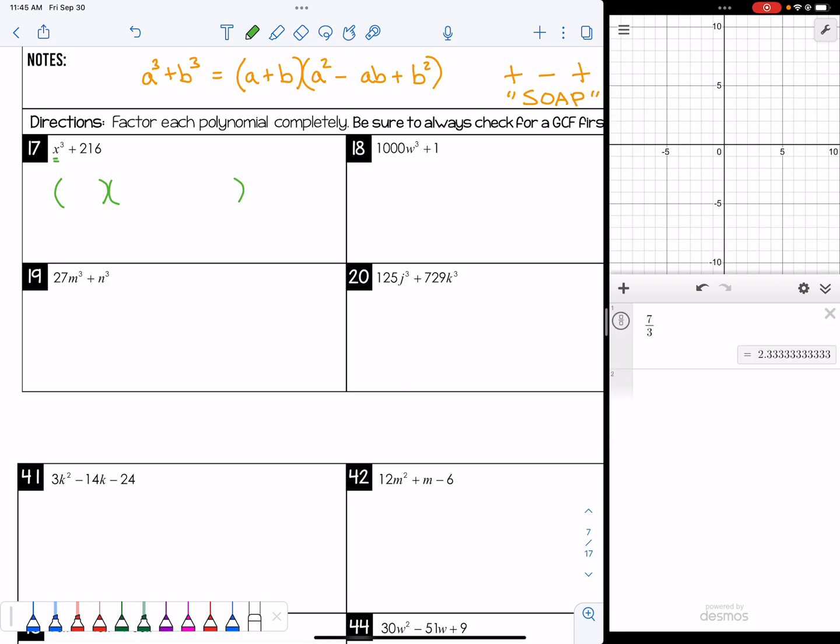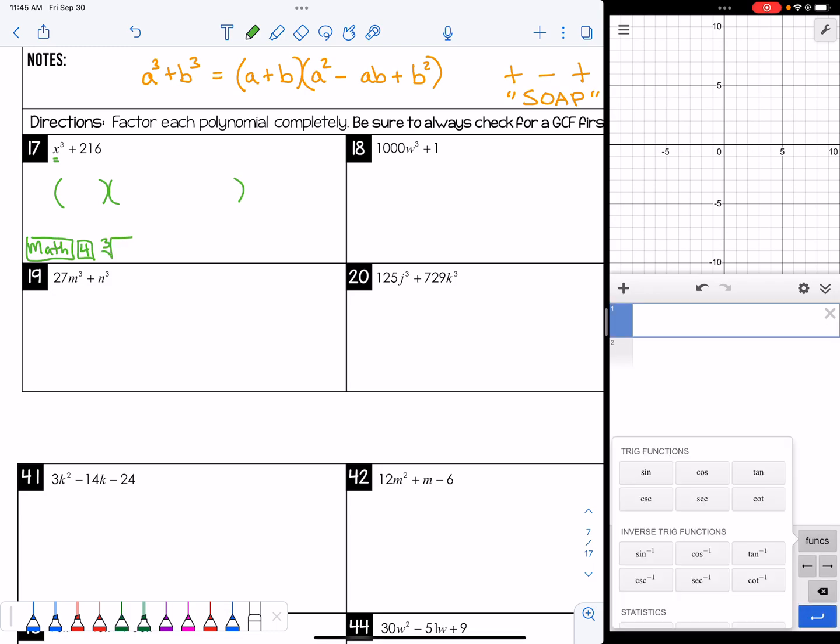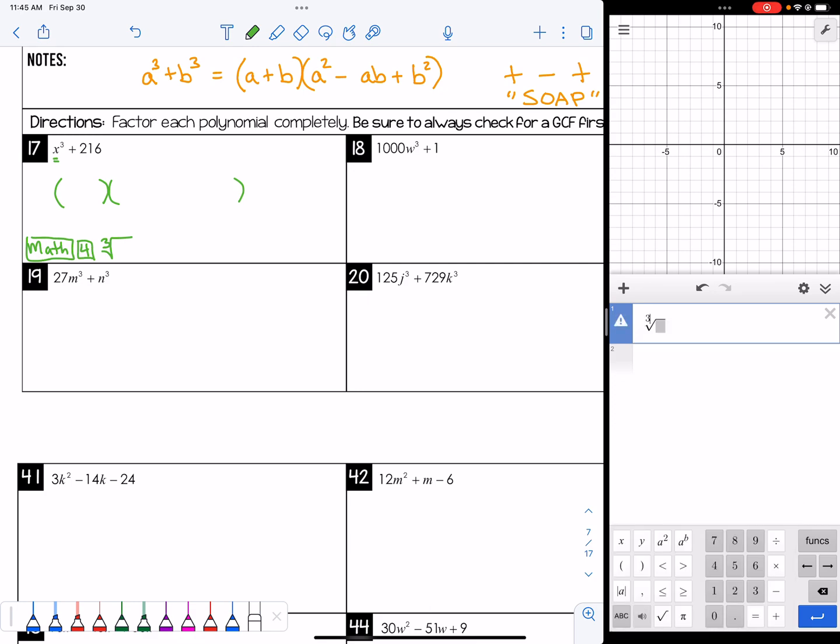In your graphing calculator, to get the cube root, you have to hit math and then hit number 4, and you see the little cube root symbol pop up. And in Desmos, you have to go to functions and then go almost to the very bottom to get the nth root, and then you can type it in and do the cube root of 216. So I see that gives me 6.